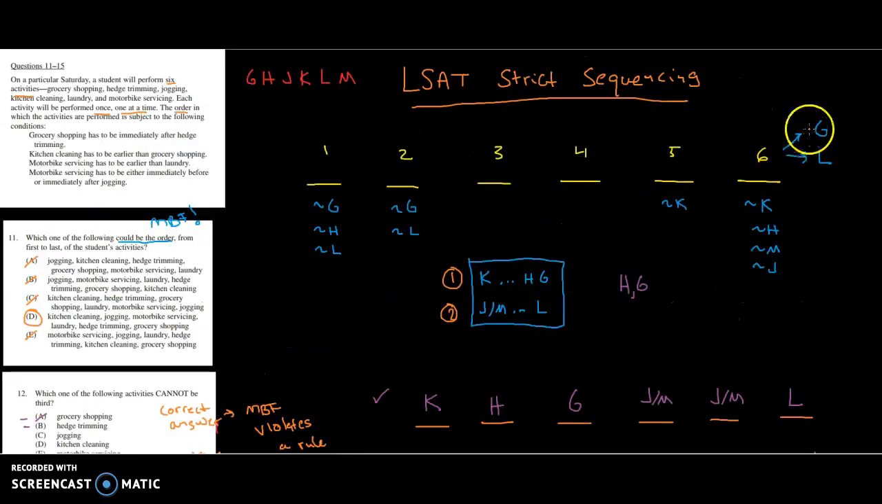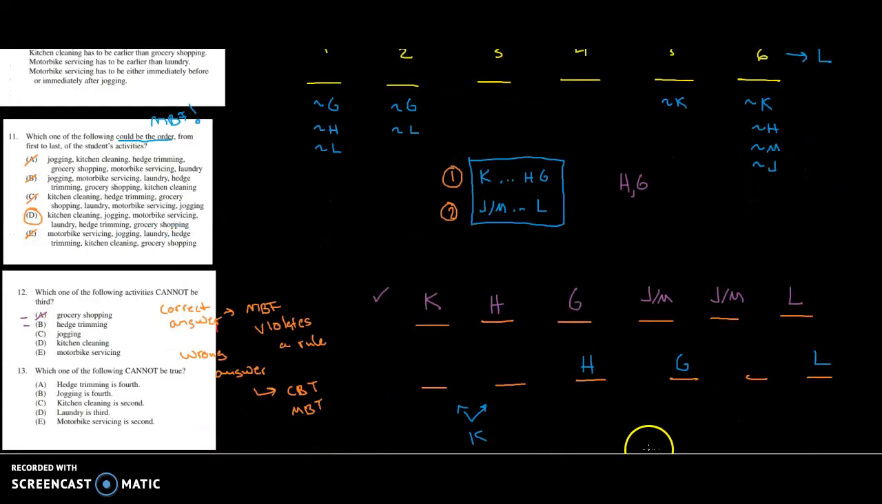Remember, our master sketch said number 6 has to be either G or L. If I put H on 3, then G is on 4, so L has to go here. Well, now we've got a little bit of a problem, though. Because we have to have J and M right next to each other. Well, that means I have to put them right here in spaces 1 and 2.